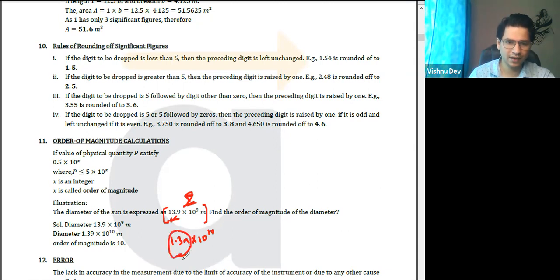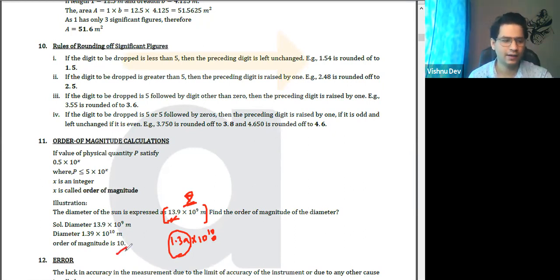Now this becomes less than 5. Makes sense. So tell me, what is the power over here? The power is 10. What is the order of magnitude? The order of magnitude is 10. Clear here? Yes or no?